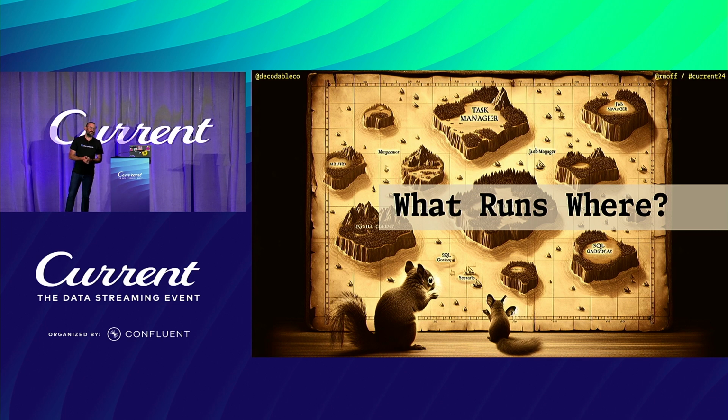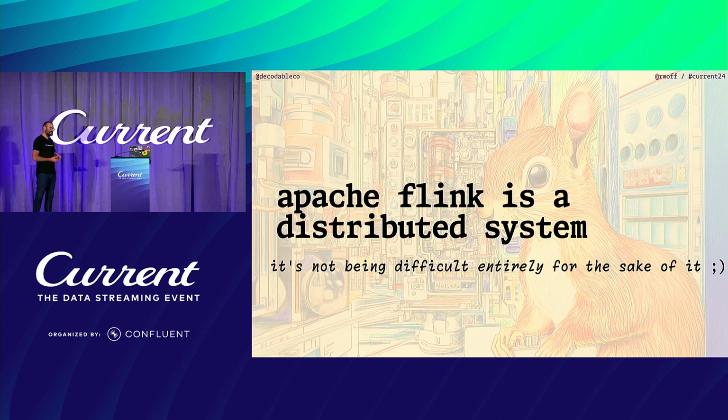Within Flink itself, there are different components. So we need to understand what's actually running where. Now, Flink's a distributed system, which is brilliant because it means that it scales really well. It means that it's fault tolerant and does all these lovely things.